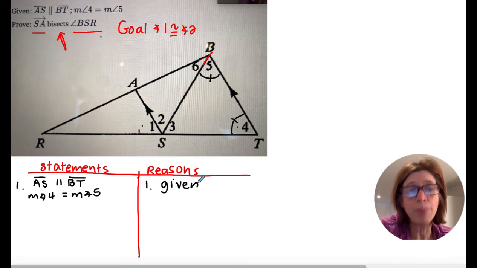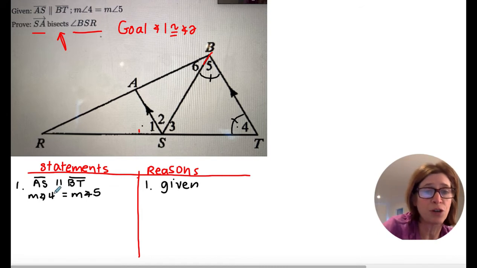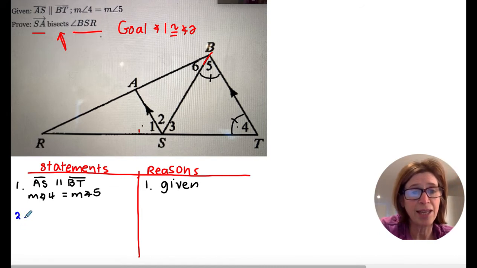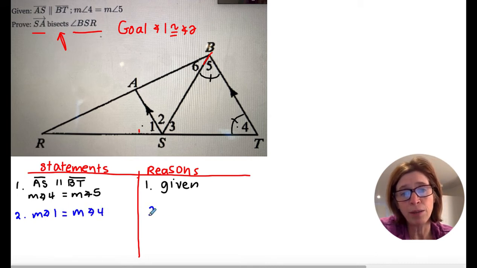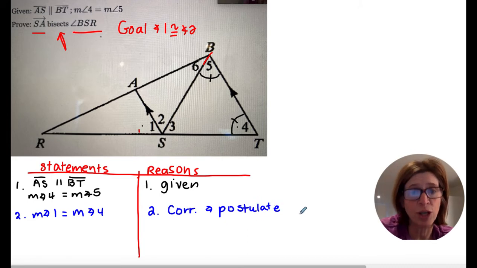So based on the parallel lines, I'm going to work with the parallel lines first. Then I could say that the measure of angle 1 equals the measure of angle 4, and that would be because of the corresponding angle postulate. The corresponding angle postulate says if 2 parallel lines are cut by a transversal, then corresponding angles are congruent. All right, so I've got 1 equals 4. That came from the parallel lines.